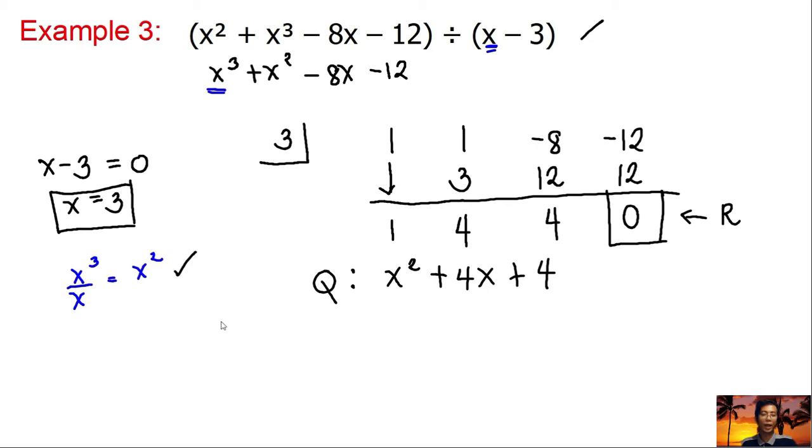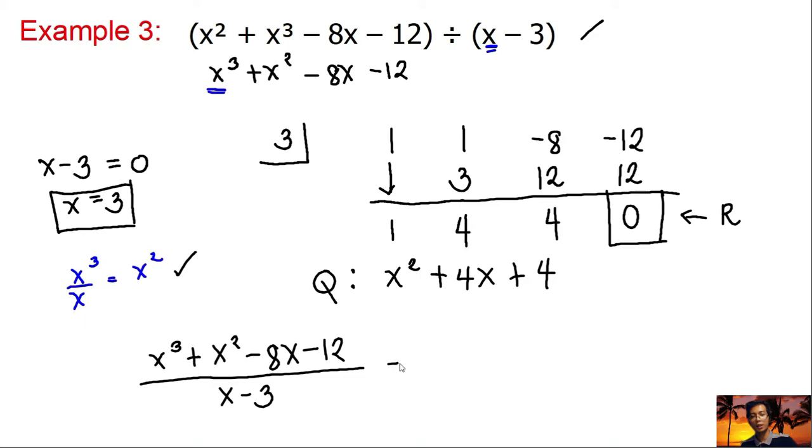Dahil ang remainder natin ay 0, we are going to rewrite or express our answer in the form dividend over divisor equals quotient. So, ang dividend natin is x cubed plus x squared minus 8x minus 12 all over our divisor, x minus 3, is equal to our quotient x squared plus 4x plus 4. So, this is now our final answer.